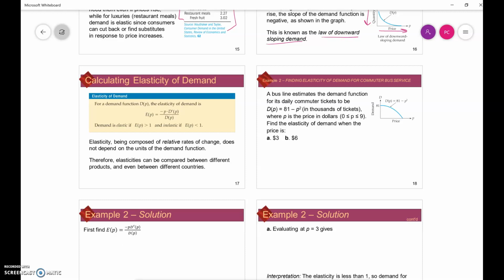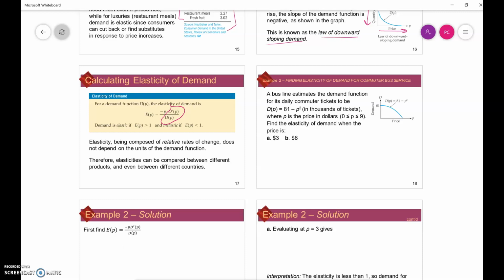Okay, so the elasticity is composed of relative rates of change, that D prime of p over D of p. It does not depend on the units of the demand function. Therefore, elasticities can be compared between different products and even different countries. So we're multiplying that relative rate of change times negative p.